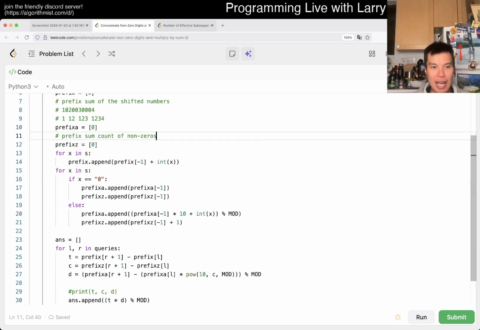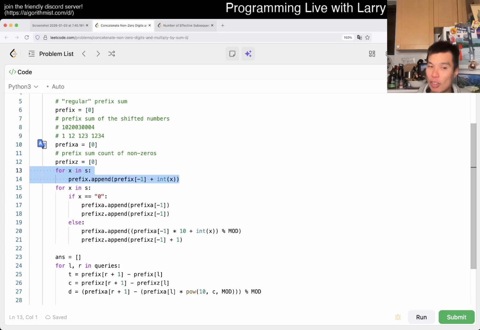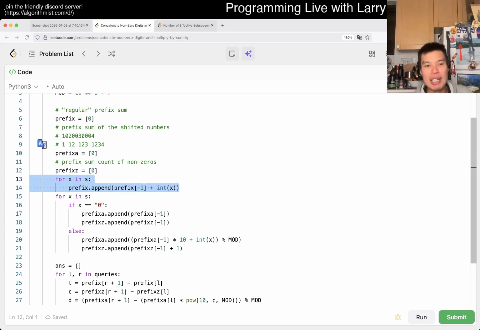Yeah, and prefix sum here by itself should need no introduction. It is just how it's set up. If this is a 0, then nothing changes for the other two prefix sums. If it is non-zero, first we shift and add. We take the other previous numbers, we shift, and then we add, and then we mod. And for the non-zero one, we also increment, right?